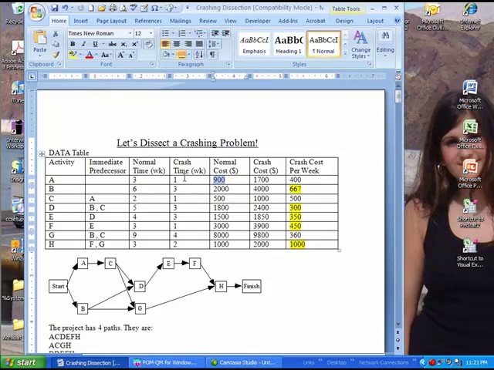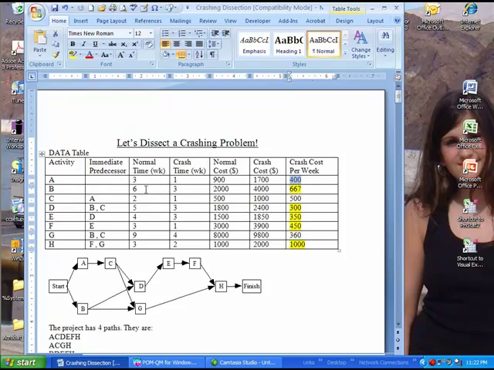But if I want to allocate more money to that activity by spending $1,700, I can actually get it done in 1 week. So going from $900 to $1,700, that's an additional $800 of expenditure, but that will reduce A from 3 weeks to 1 week. So $800 divided by the 2 weeks that we save is $400 of crash cost per week.